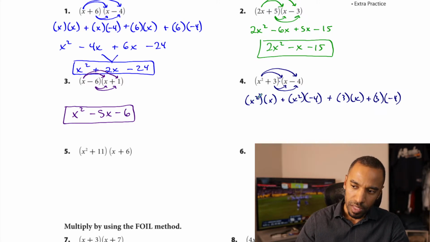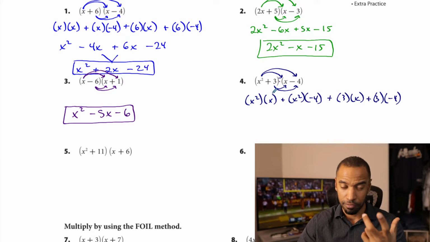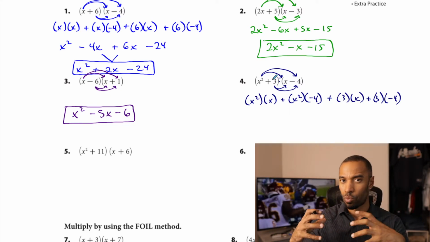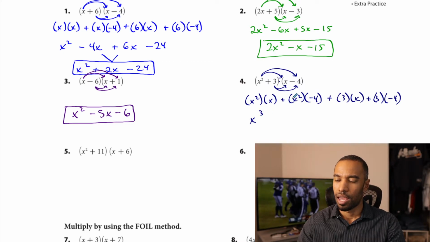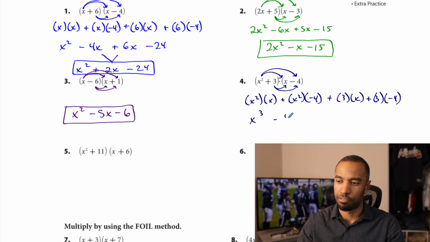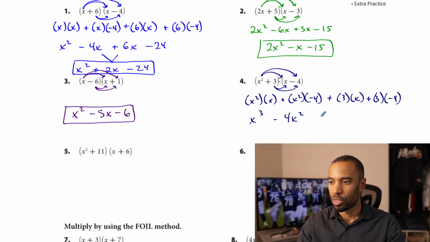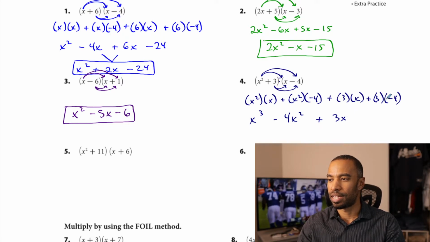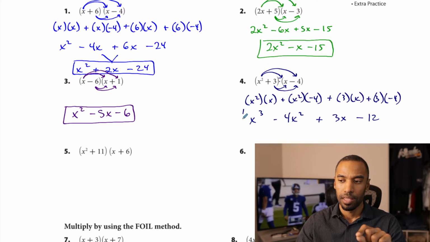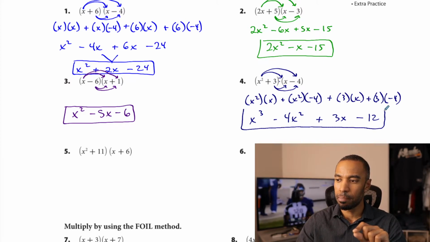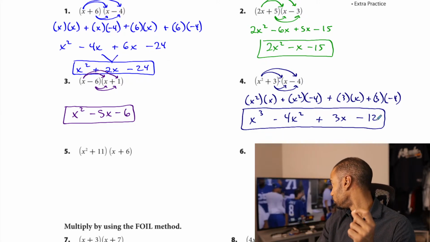All right. X squared times x is x cubed, because x is x to the first power. The exponents add when you multiply the variables together. So x squared times x is x cubed. X squared times negative 4 is negative 4x squared, of course. Negative 4x squared means negative 4 times x squared. 3 times x does mean 3x. And 3 times negative 4 is negative 12. Nothing combines this time. This is also in standard form, but nothing combined this time. I have degree 3, degree 2, degree 1, degree 0.